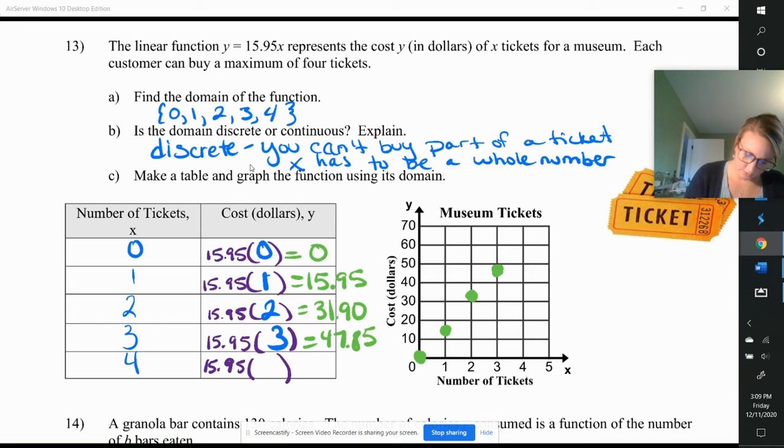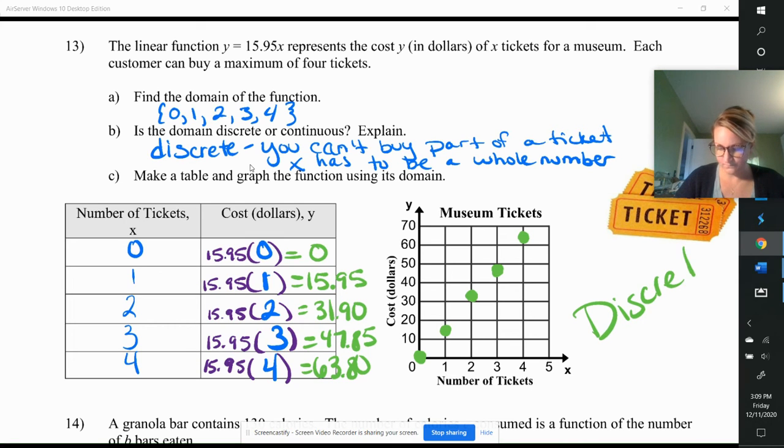Or you can buy 4 tickets, which will cost $63.80. So go to x equals 4, and the value between 60 and 70. And we're going to leave those points just like that because this is a discrete domain. Okay, we're just going to leave it as a scatter plot.